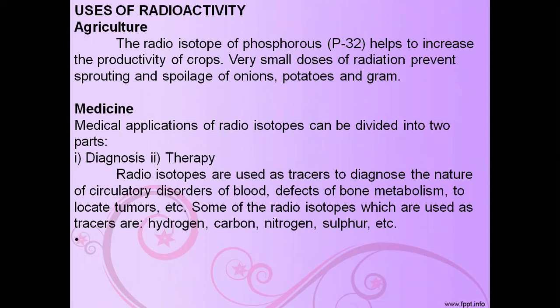The first one is agriculture. The radioisotope of phosphorus, P-32, is a radioactive element used to increase the productivity of crops. Very small doses of radiation prevent the sprouting and spoilage of onions, potatoes, and gram.